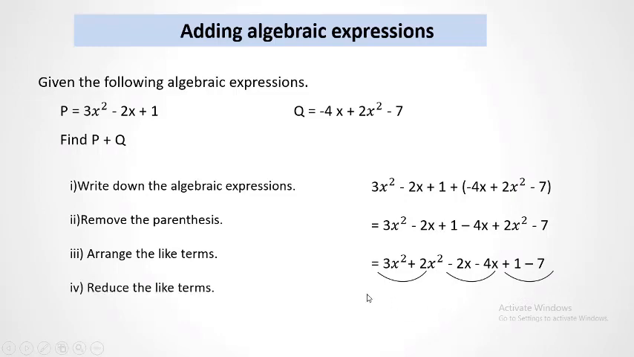Finally, reduce the like terms. To reduce the like terms is to add or subtract the coefficients. 3 plus 2 is 5x squared, minus 2 minus 4 is minus 6x, and plus 1 minus 7 is minus 6.